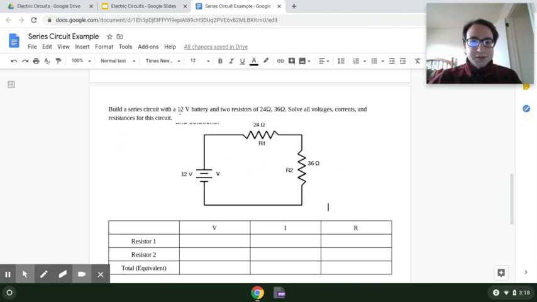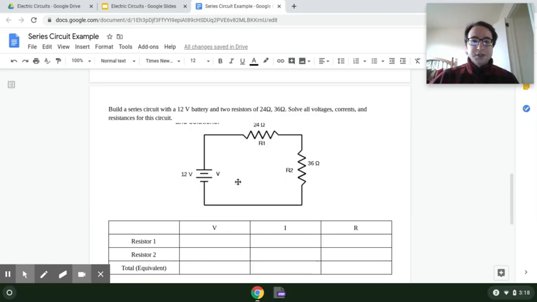So here it is again: a 12-volt battery, resistors of 24 ohms and 36 ohms in series, and we're asked to solve everything. All right, so of course, the first thing you want to do is set up a chart. I've already got one here, with VIR columns. I only need 3 rows: resistor 1, resistor 2, and the total.